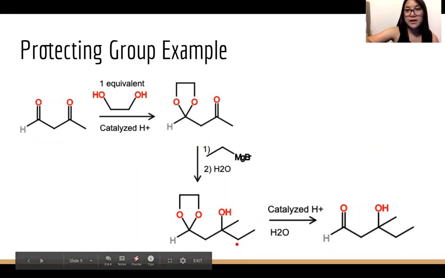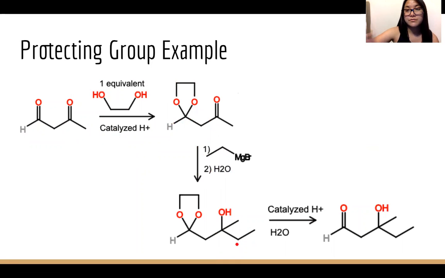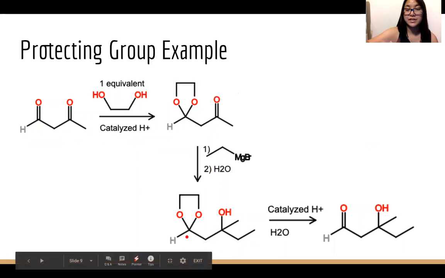And then now that we have the ketone reacted with the Grignard, we have to take off the protecting group. We have to take off the cap, right? So we use the reagents, catalyzed H plus and H2O, and it brings it back to the aldehyde, and you get your final product.